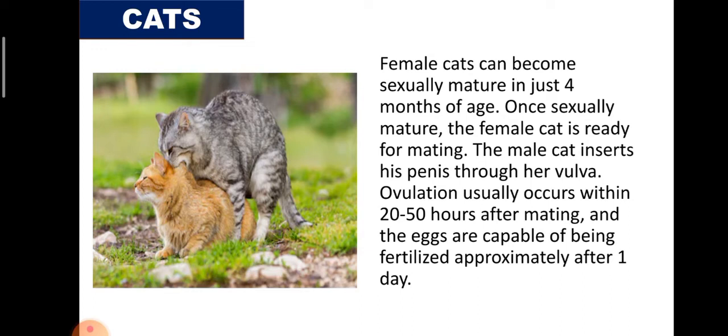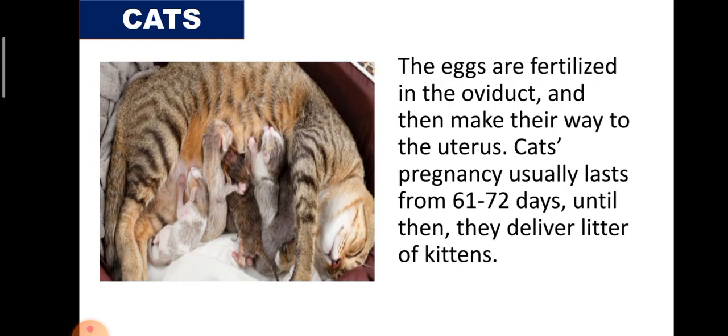The male cat inserts his penis through her vulva. Vulva is the external part or genitalia of the female cat. Ovulation occurs within 20 to 50 hours after mating, and the eggs are capable of being fertilized approximately after 1 day. So, mapafertilize siya pag nagkaroon ng mating after 1 day. The eggs are fertilized in the oviduct and then make their way to the uterus.